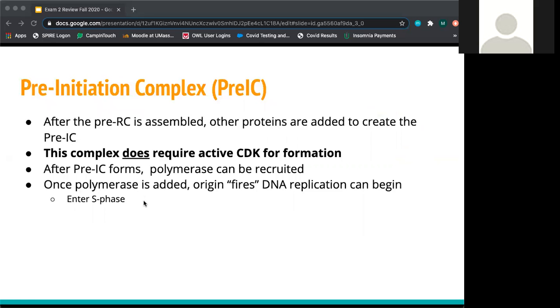And this is when the formation of the pre-IC happens. So it's when other proteins are added to create the pre-IC. And it does require active CDK for the formation. So once it forms, the polymerase can be recruited. And when polymerase is recruited, the origin fires and DNA replication can begin. And then the cell enters S phase.